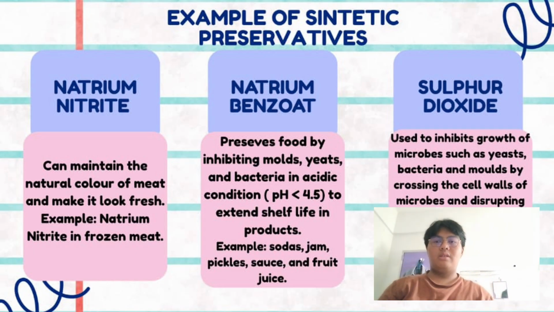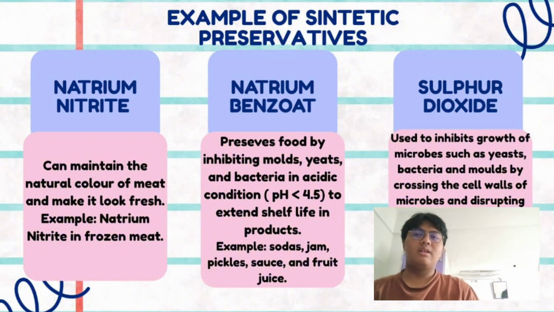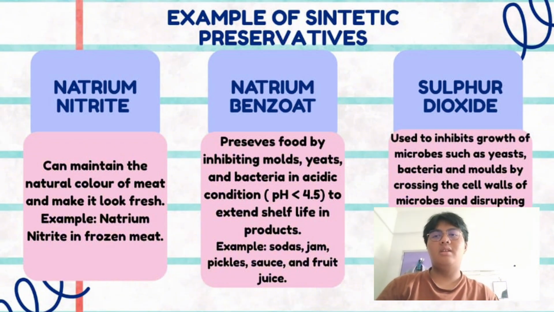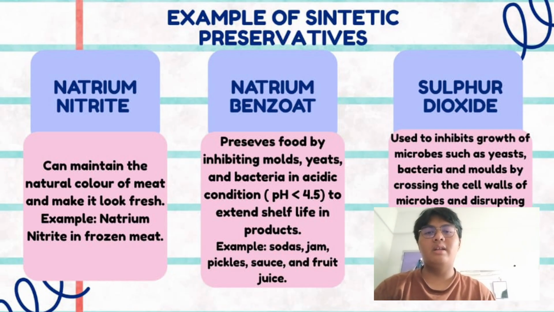For examples of synthetic preservatives used in food additives, there are natrium nitrate, natrium benzoate, and sulfur dioxide. For your information, synthetic means man-made chemical through the lab. It's not natural, but it's man-made. Natrium nitrate can maintain the natural color of meat and make it look fresh. It can also prevent bacterial growth in the meat. For example, natrium nitrate is used in processed meat like bacon, ham, and hot dog.